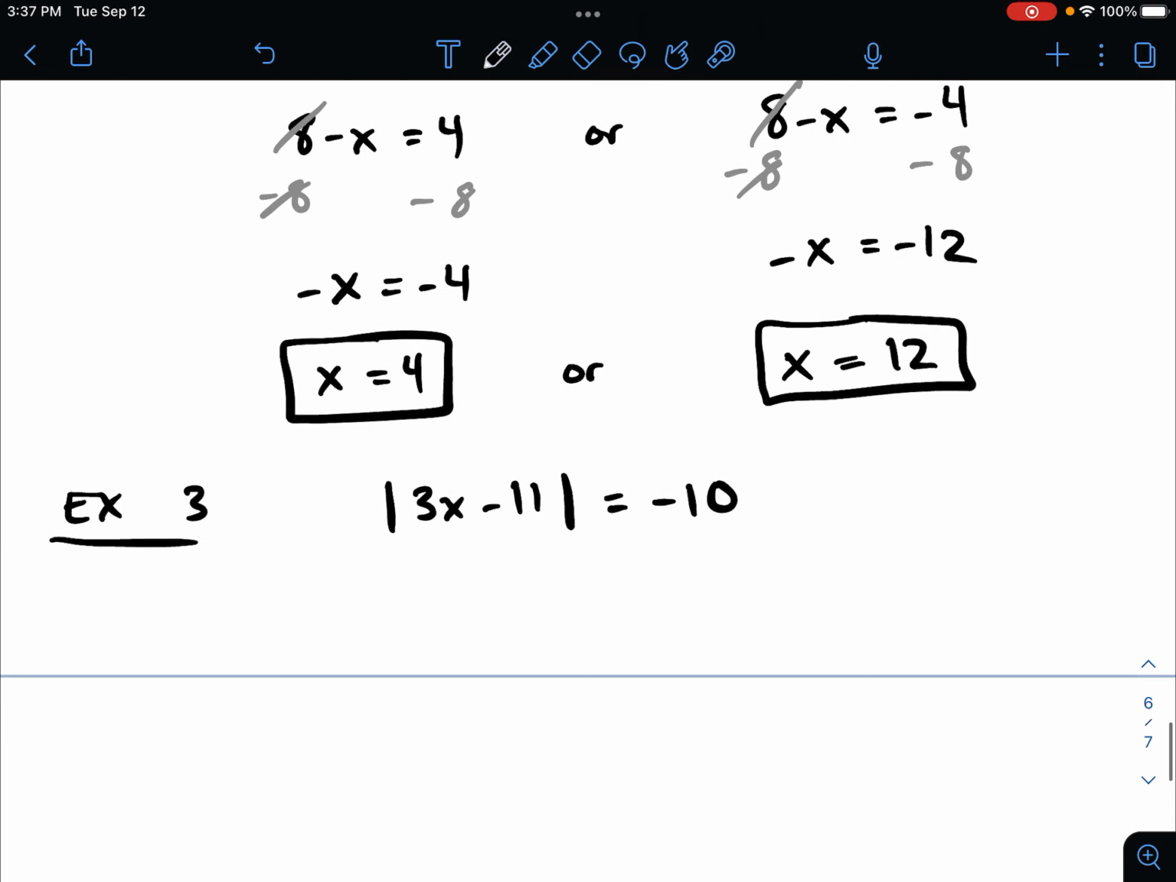So the issue here is that I'm never going to be able to solve this. We know that this distance is going to be positive, so how is it possible that I can make a positive value equal to a negative number? That doesn't make any sense at all. So whenever you have an absolute value equation that is equal to a negative, this is not going to be possible. So there is no solution. You cannot ever have an absolute value equal to a negative number because distances are always positive.